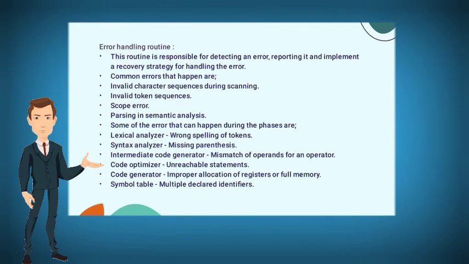Some of the errors that can happen during these phases: lexical analyzer, wrong spelling of tokens; syntax analyzer, missing parentheses; intermediate code generator, mismatch of operands for an operator; code optimizer, unreachable statements; code generator, improper allocation of registers or memory; symbol table, multiple declared identifiers.